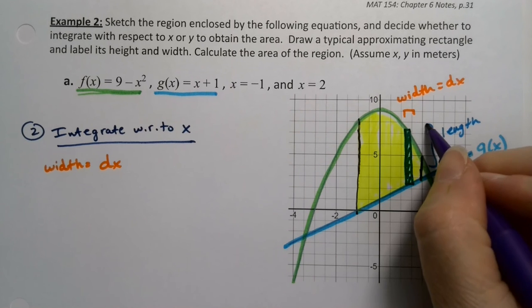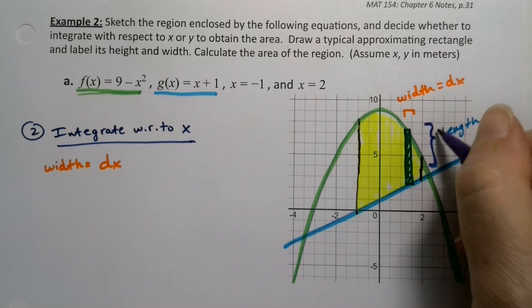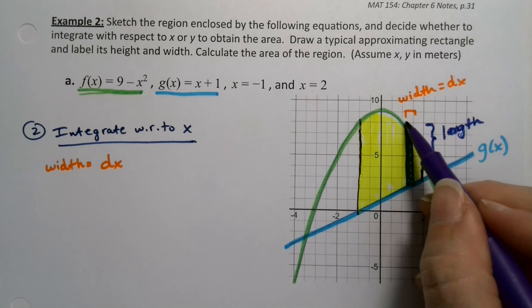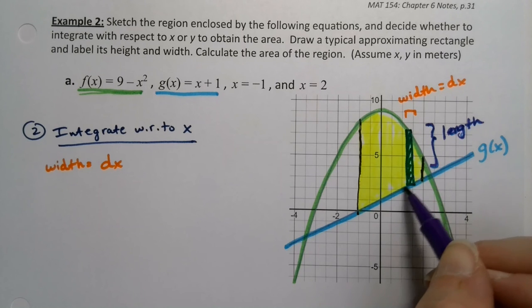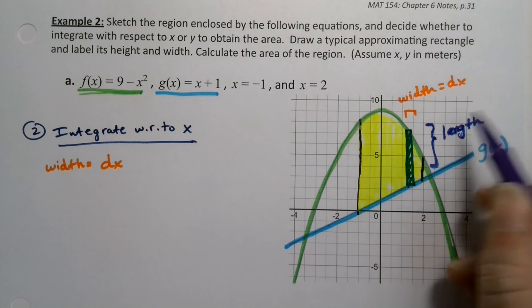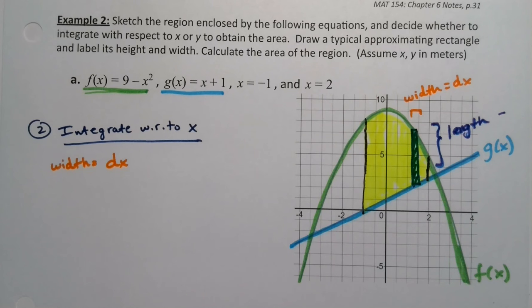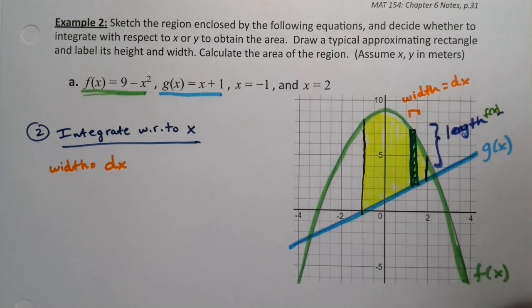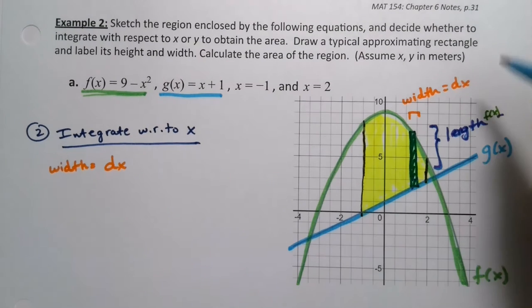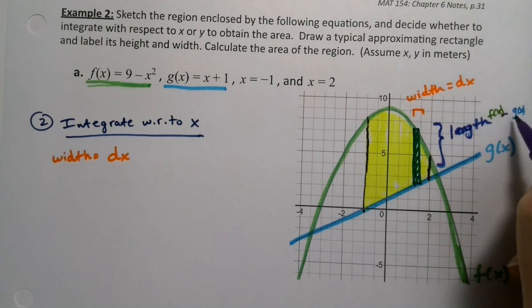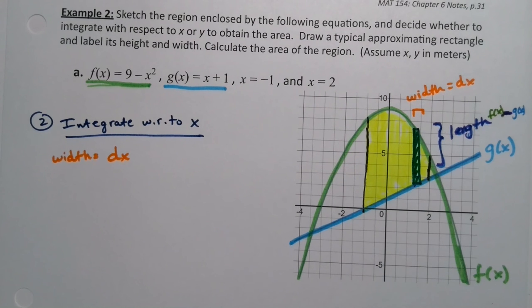So it'll be, actually, let me do it this way. Do it in purple. All right, so the length would be the upper, which is the green one, minus the lower, which is the blue one. Where it'll be f of x minus g of x. That's right, there's a subtraction in there.